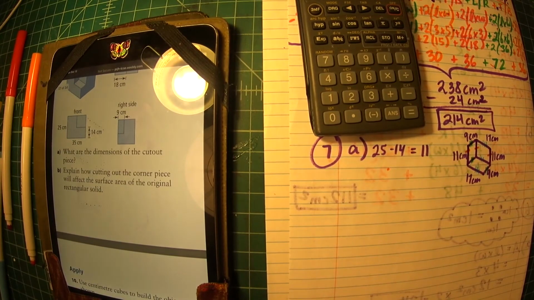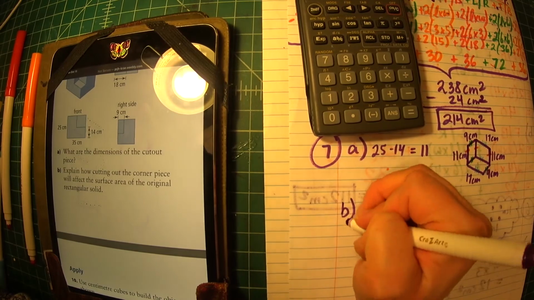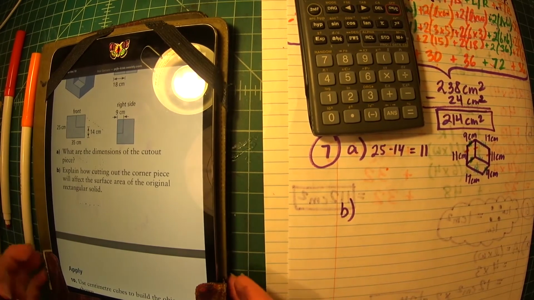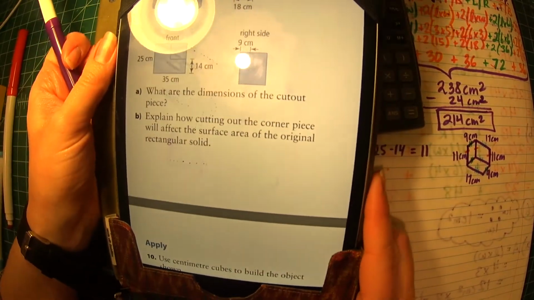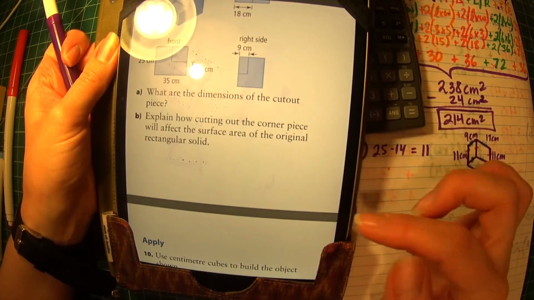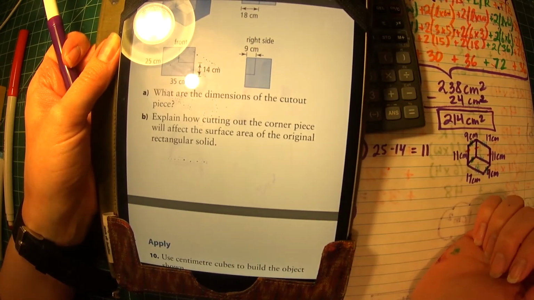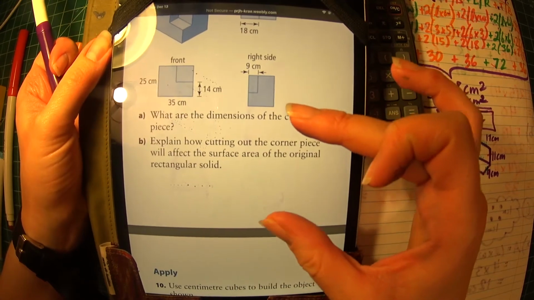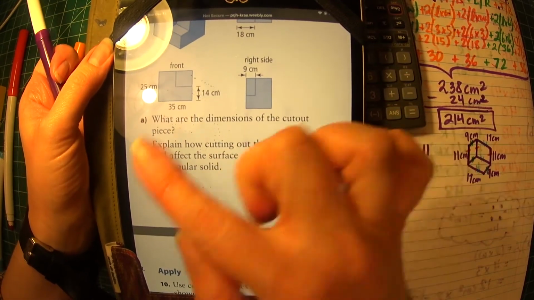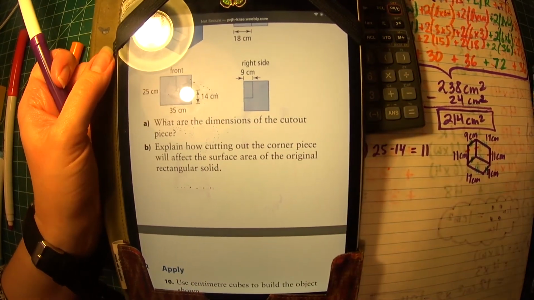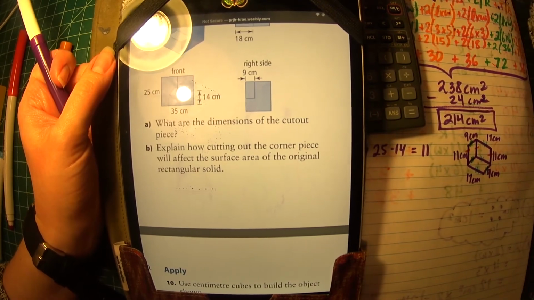So I'm done with A. Okay, B says, explain how cutting out the corner piece will affect the surface area of the original rectangular solid. Okay, I told you guys they love this question. This was something that we did in the foldable, if you recall.